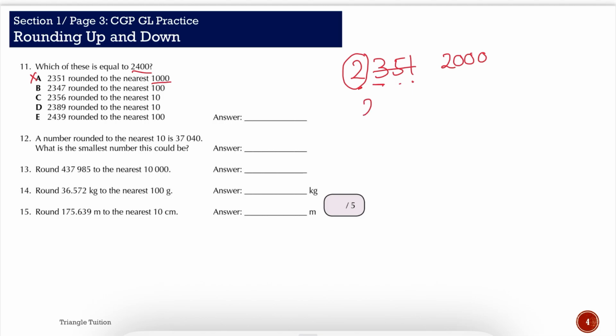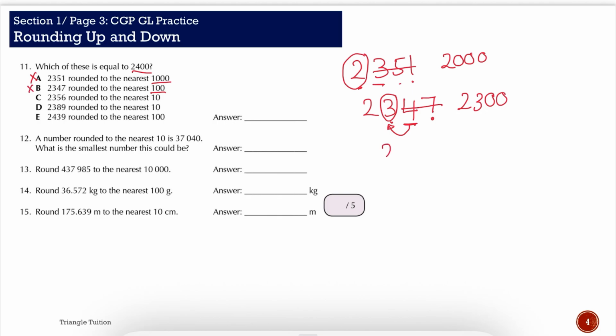The second one is 2347, rounded to the nearest hundred. Ones, tens, hundreds. Let's circle the hundreds, then check the next-door one. It's 4, which is less than 5. So this doesn't change the number. Now let's cut the remaining numbers. 2300. So this is not the correct answer either.